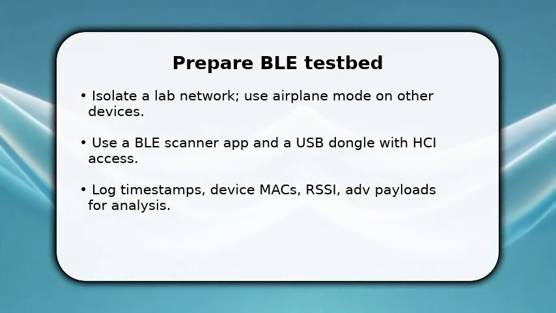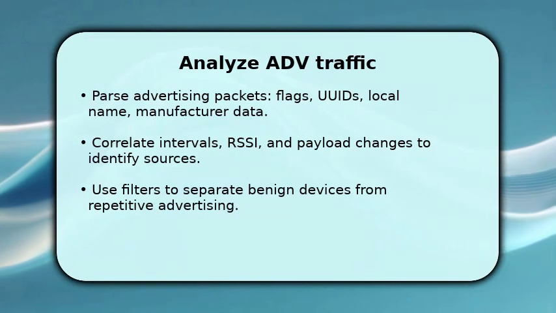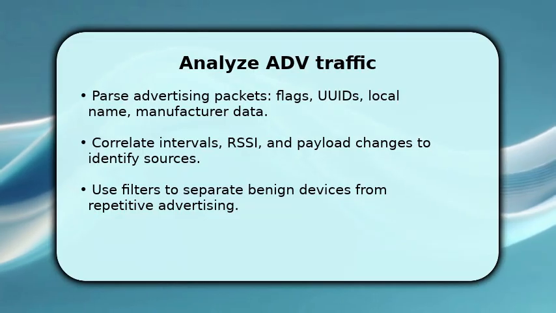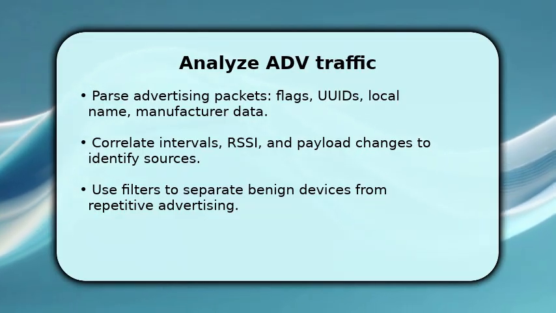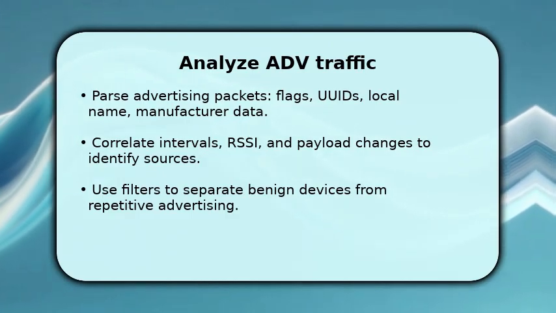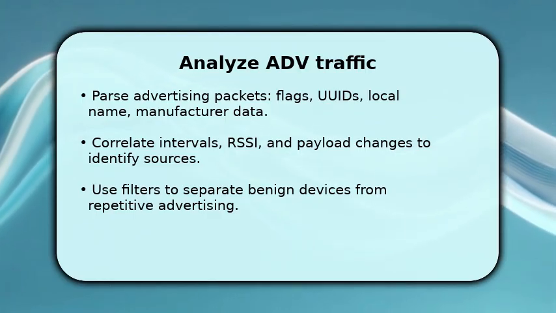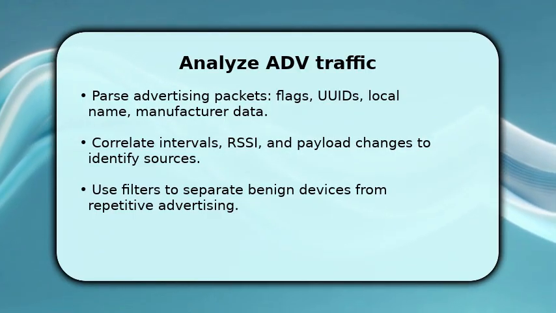You now dig into the advertising stream to separate noise from problematic senders. Capture multiple minutes of data and parse flags, local names, UIDs, and manufacturer fields. These reveal device types and intents. Once parsed, look for repeating intervals, identical payloads, and correlated RSSI that indicate a single source.